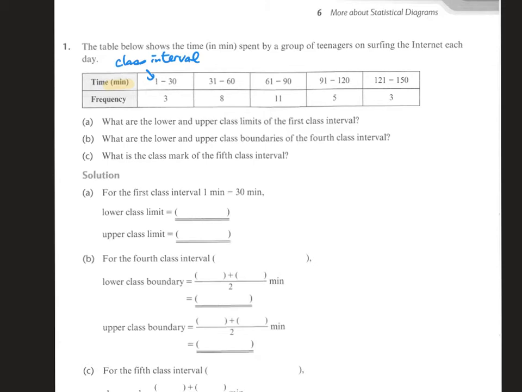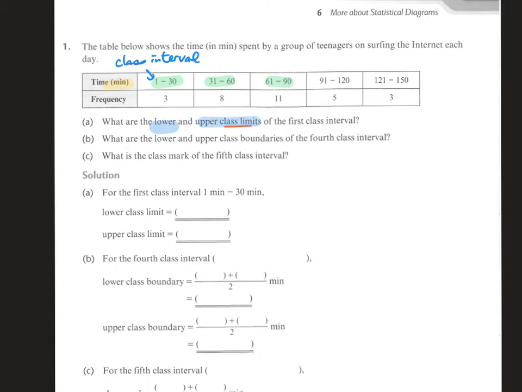Using your common sense, you also have to note that each class interval should be equal in length. 1 to 30, the difference is 29. 31 to 60, difference is 29. 61 to 90, difference is 29, etc. Do have this concept in your mind, because later on when you do a project or maybe your IES, it's very important. Next, when we are talking about class interval, we have terms called lower and upper class limit.